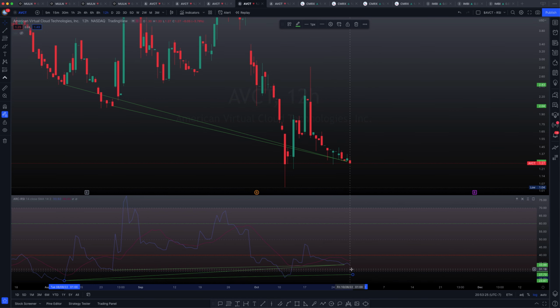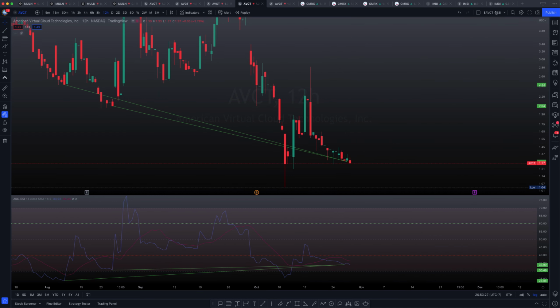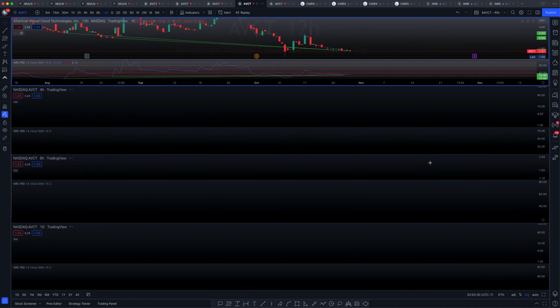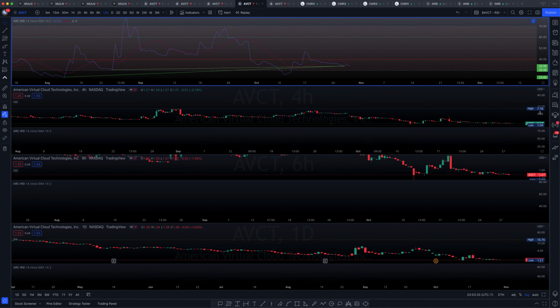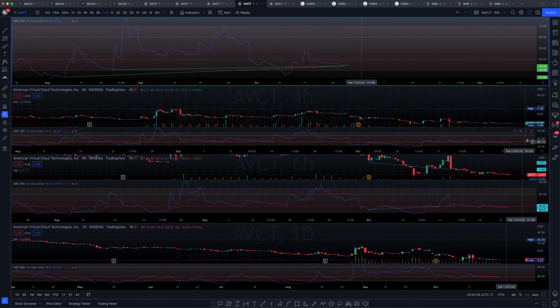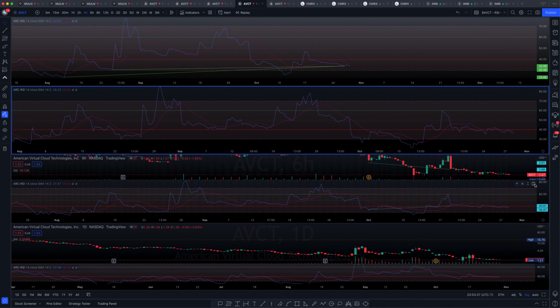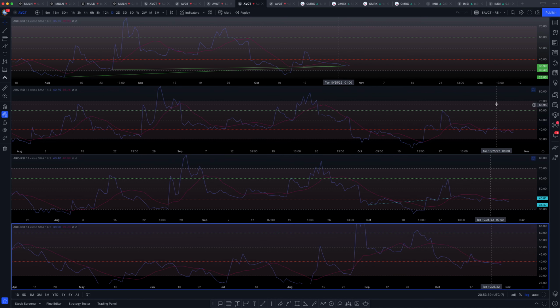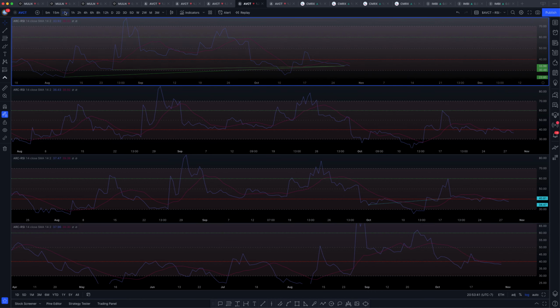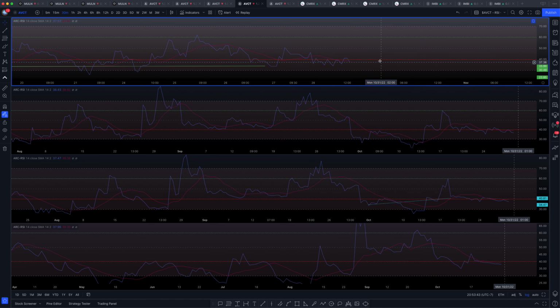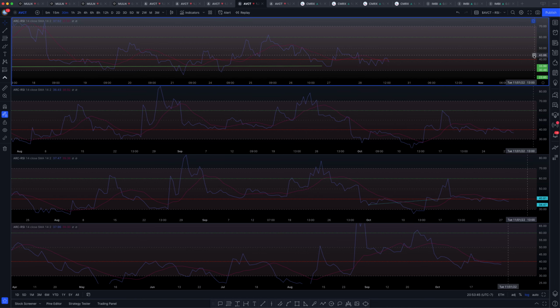Let me go ahead and get rid of this trend line, and let's now look at a few time frames for the RSI, so we can gain a bias and direction for the next session. Let's see here. So we're going to start with the 30-minute. We're going to do the immediate short-term time frame here.